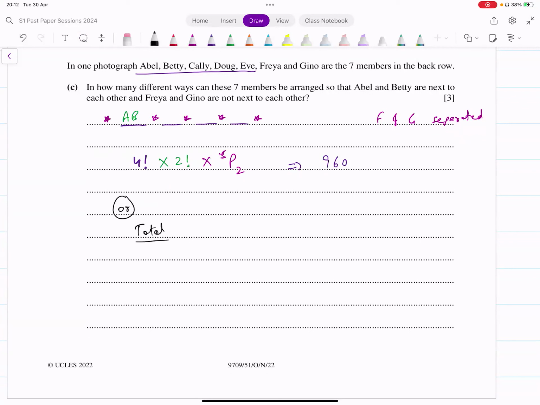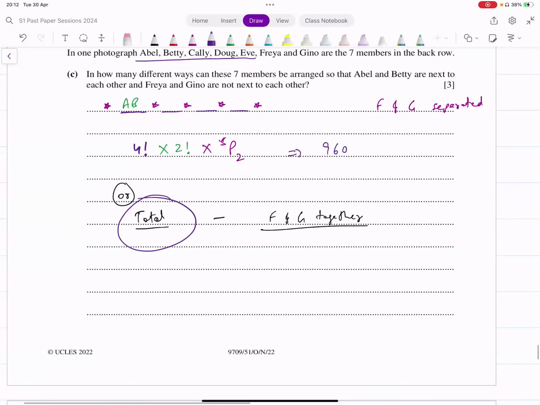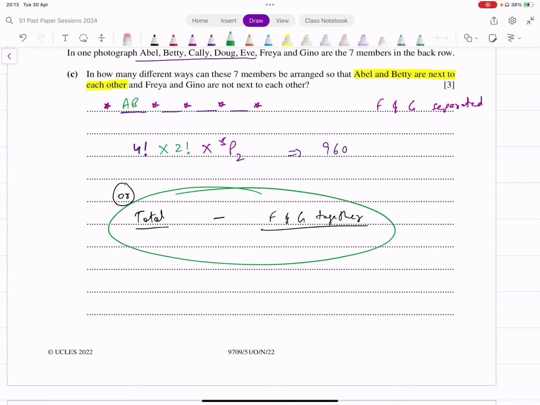Total arrangements minus F and G together. Now, how do we think about this? In this total as well, keep in mind, A and B have to be next to each other, because we are using this method for this separation. In both of those cases, A and B still have to be together, right? So we find the total cases with A and B together, and we subtract from that the number of cases with A and B together, and also F and G together.